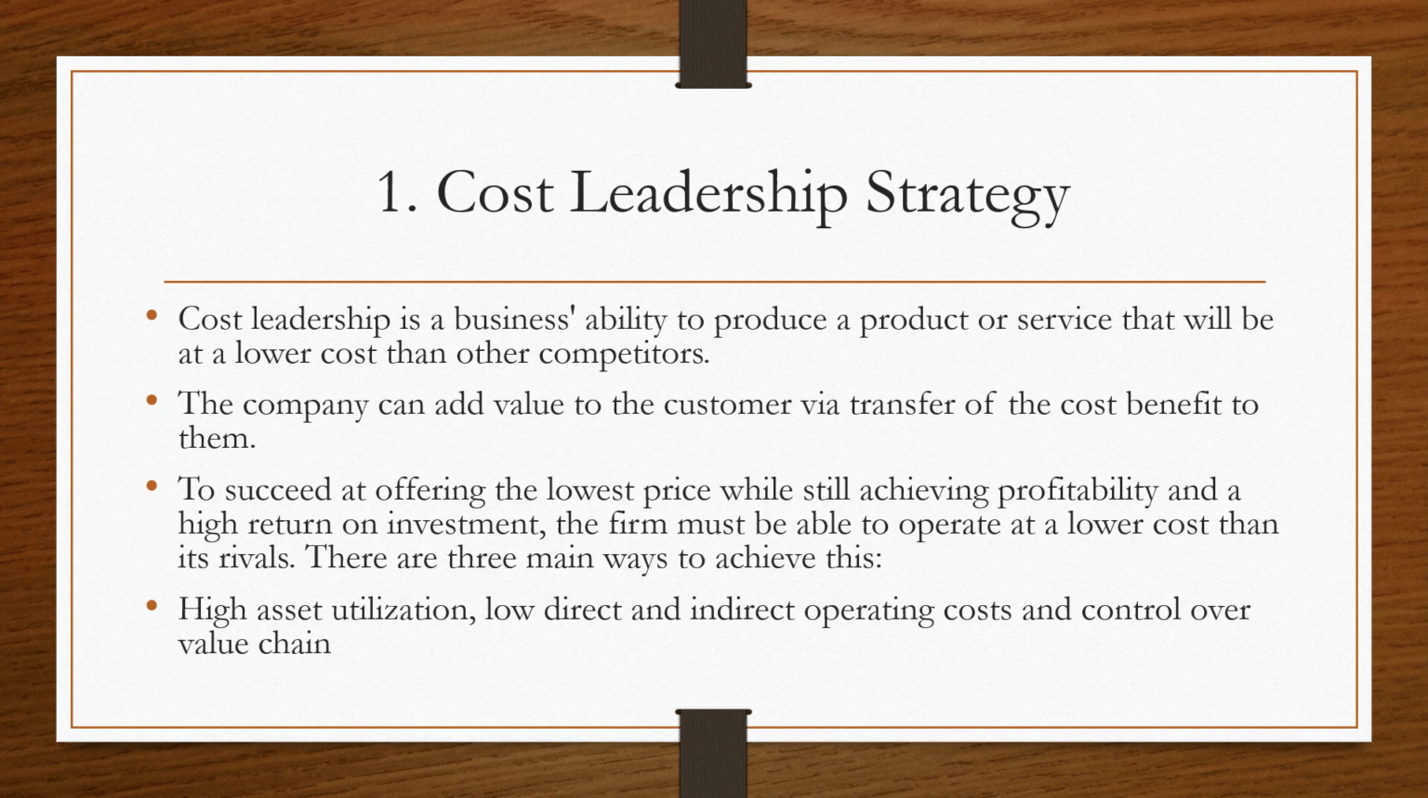For this, there are three ways to achieve it. One is high asset utilization. The assets should be utilized to a maximum extent. Then direct and indirect operating costs should be low. And there should be control over the value chain. These are the three ways in which lower cost can be maintained and cost leadership can be taken by the business.